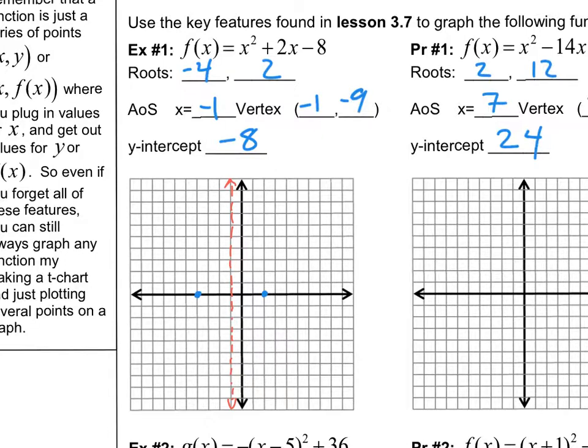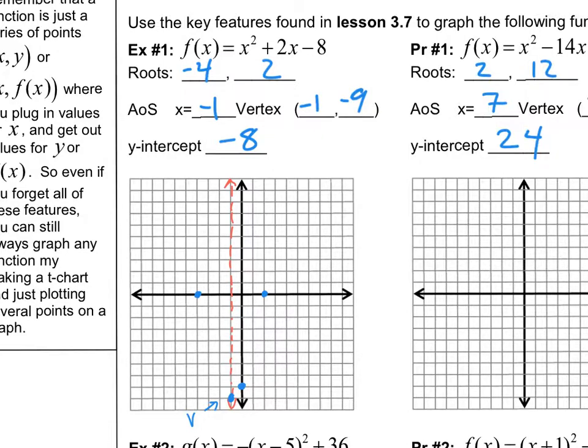All right, next up is the vertex. That's at -1, -9. I think that's right there. Yep. So I'm going to even just say V for vertex so you guys know where it's at. All right, and I know that the y-intercept is at -8, and there's -8. So I got quite a bit of information here.